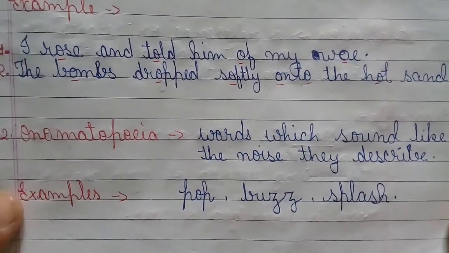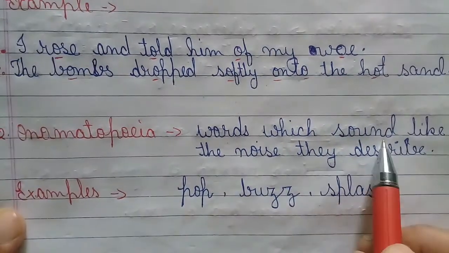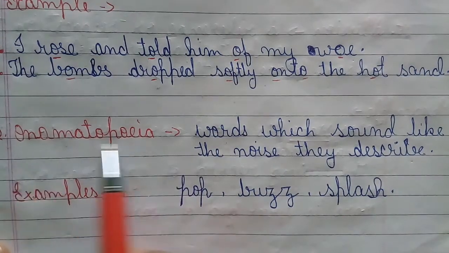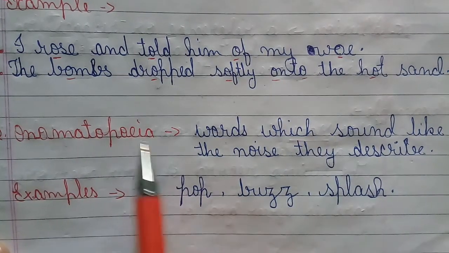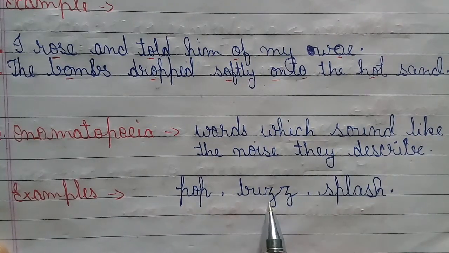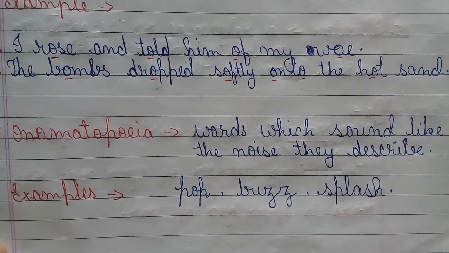The next poetic device is onomatopoeia. What is onomatopoeia? Words which sound like the noise they describe. The literary device onomatopoeia is related to sound words like pop, buzz, splash.